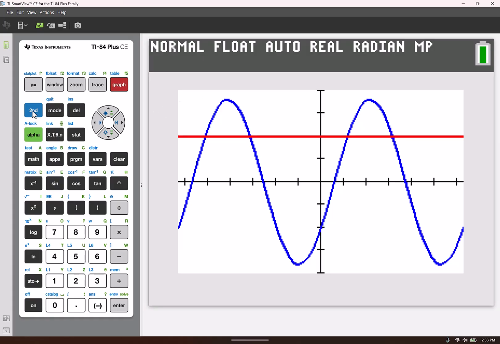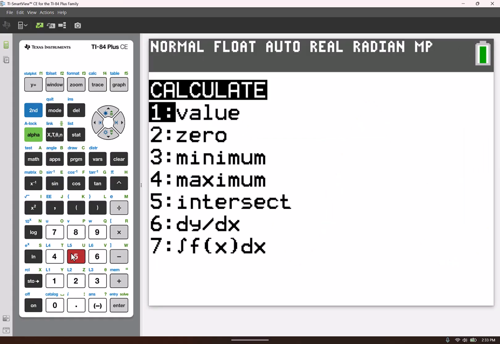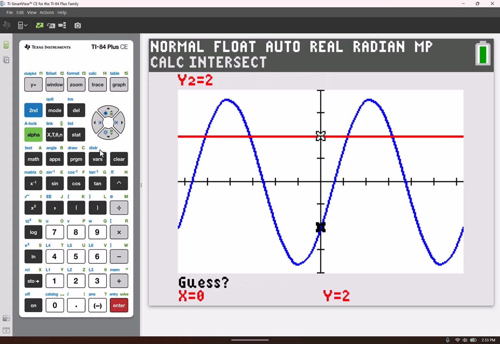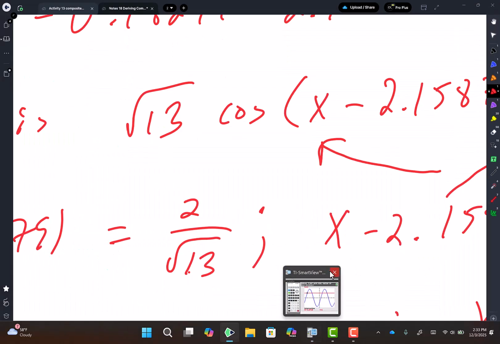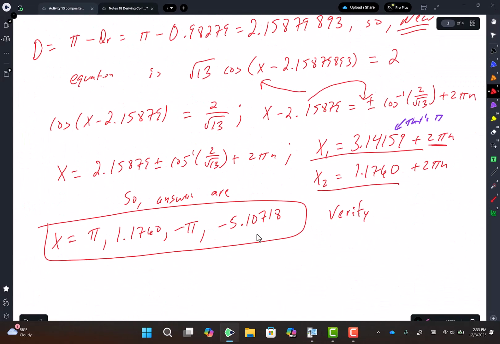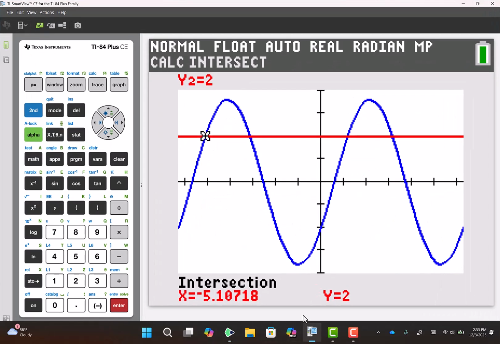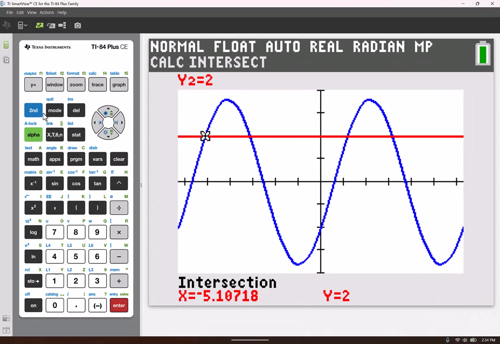So let's see. Second, calculate number 5. Answer twice. Boom, boom. When it says guess, that means which one do you want? Let's try the furthest one. This negative 5 point something. Push enter. And negative 5.10718. Do I have that as an answer? Yeah, there it is. It's that one. The other one better be negative pi.